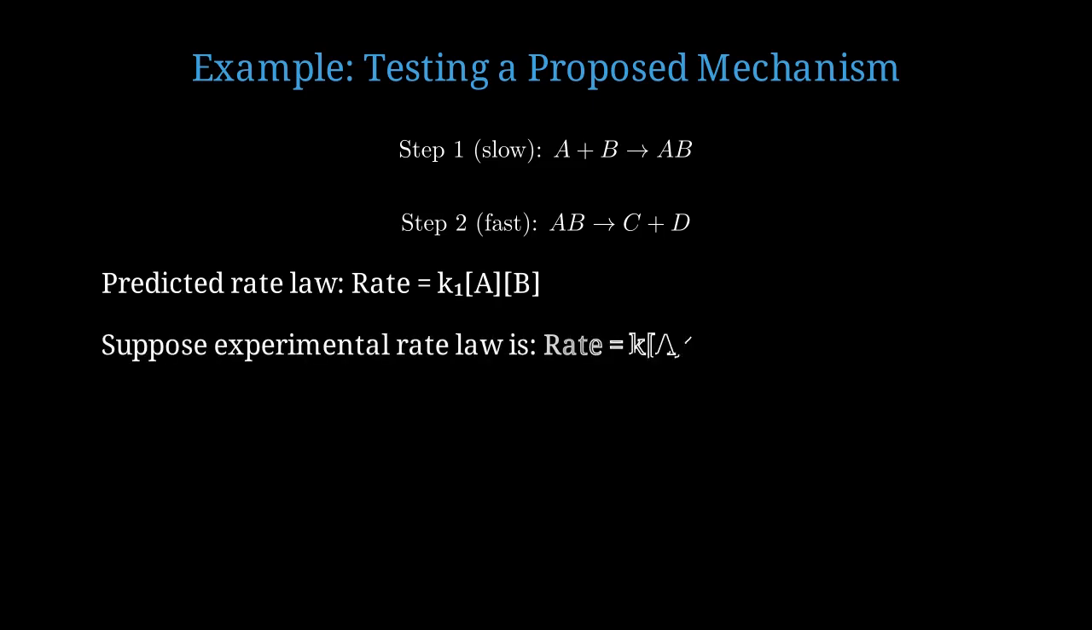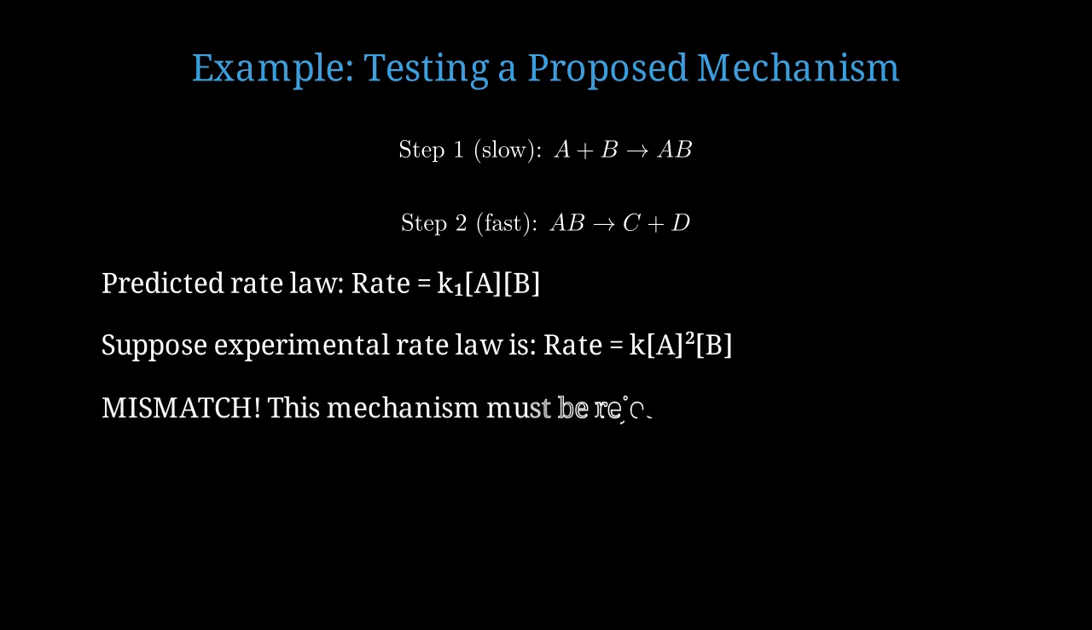But suppose experimentally we find the rate law is rate equals k times concentration of A squared times concentration of B. There's a mismatch. The mechanism predicts first order in A, but we observe second order in A. Therefore, this mechanism must be rejected.